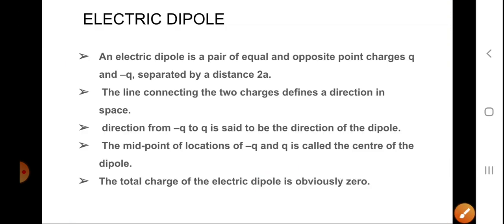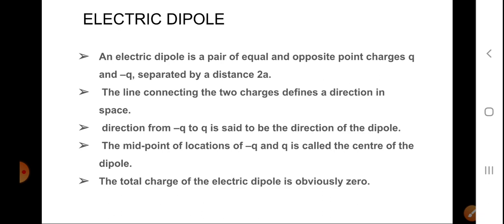An electric dipole is a pair of equal and opposite point charges, q and minus q, separated by a distance 2a. The line joining the two charges gives us the direction of the dipole, which by convention is taken from minus q to plus q. The midpoint is the center of the dipole, with a distance a on either side. The total charge of the dipole is 0.